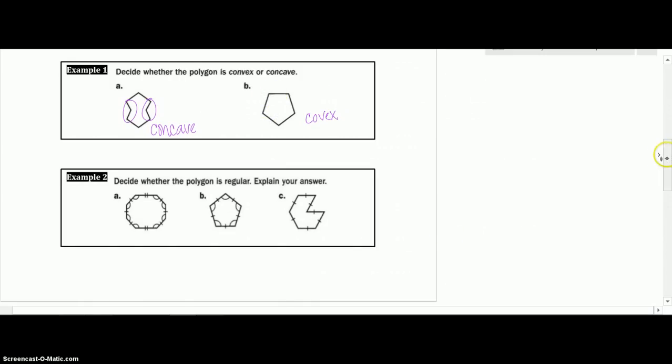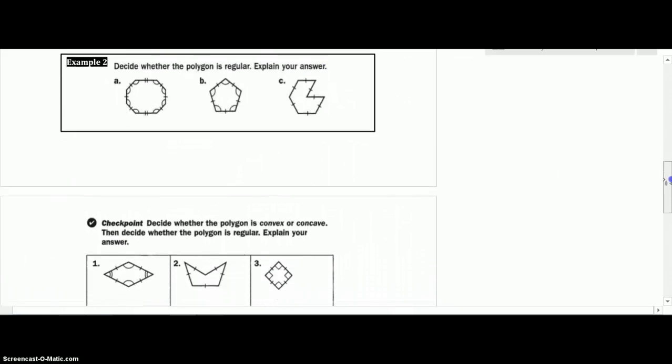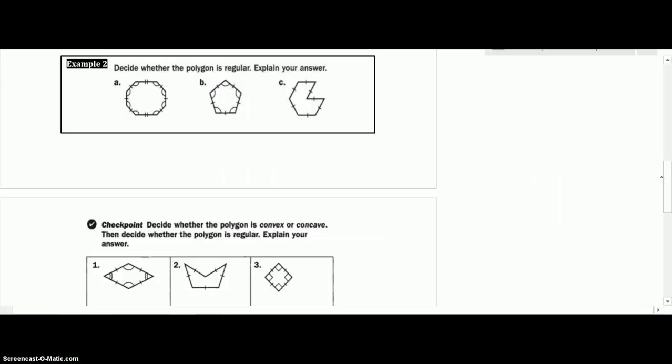Alright, decide in example number 2 whether the polygon is regular. Explain. To be regular, all the angles and all the sides have to be equal. So in A, this is not regular. Why? Because this side has two ticks and this side has 1 tick, so that means that all the sides are not equal. B, this is regular because all of the angles are marked with the same number of arcs. All of the sides are marked with the same number of tick marks.